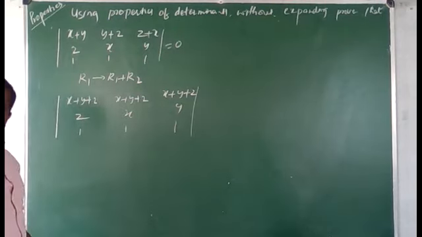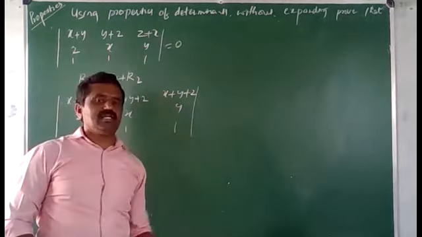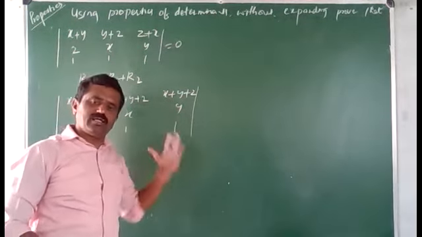So we know a property: we can take a common factor outside from any row or any column.